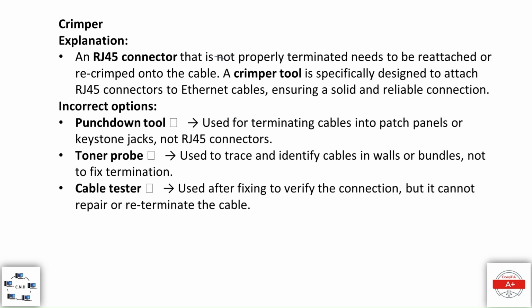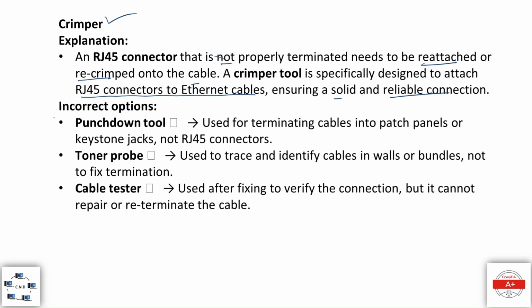So an RJ45 connector that is not properly terminated needs to be reattached or re-crimped onto the cable, and this is done through a crimper tool. So a crimper tool is specifically designed to attach RJ45 connectors to Ethernet cables, ensuring a solid and reliable connection.